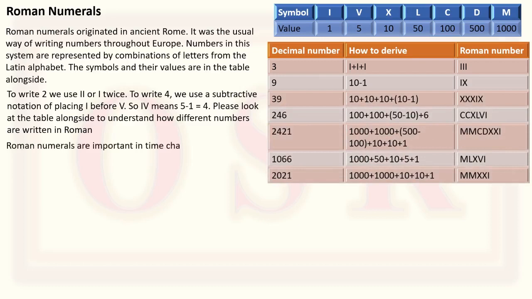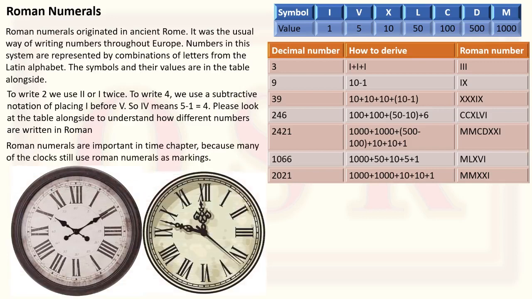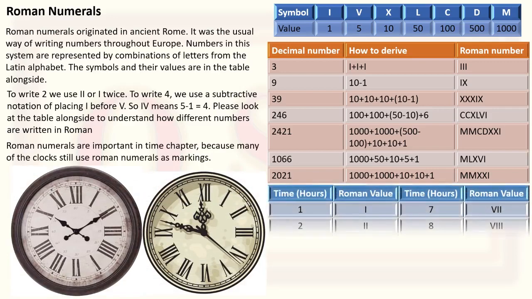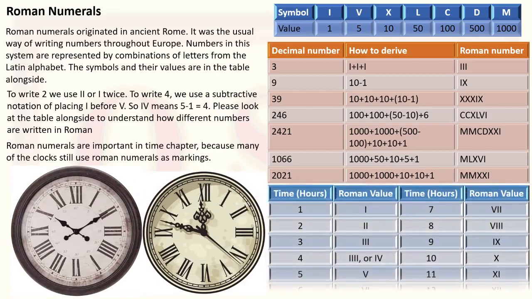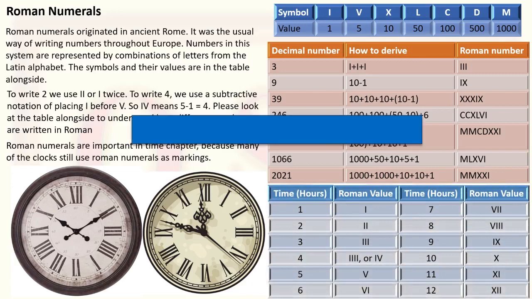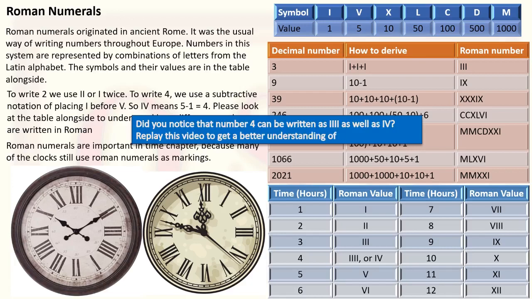Roman numerals are important in the time chapter because many of the clocks still use Roman numerals as markings. Now look at these two clocks, these have Roman numerals, and this table alongside shows you a conversion of hours to Roman values. Okay. Now did you notice that the number 4 can be written as 4 times I as well as IV? Replay this video to get a better understanding of Roman numerals.